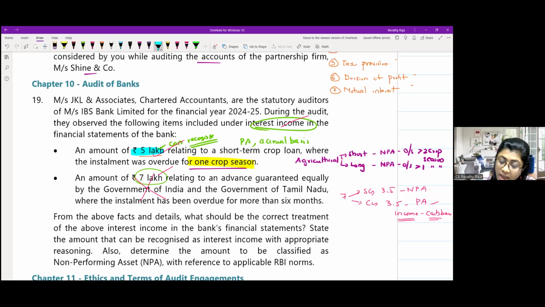Here, out of this, Tamil Nadu government backed advance will be NPA. Central government guaranteed advances will be classified as PA. State government guaranteed advance will be NPA.